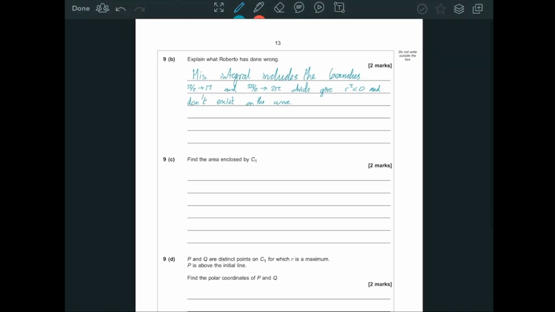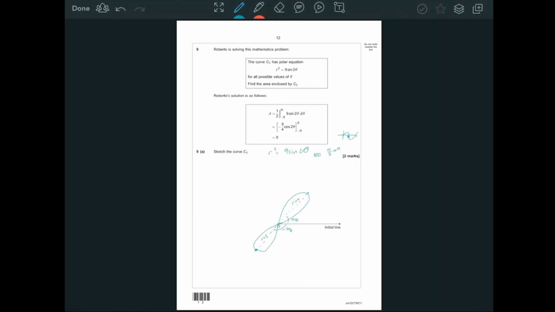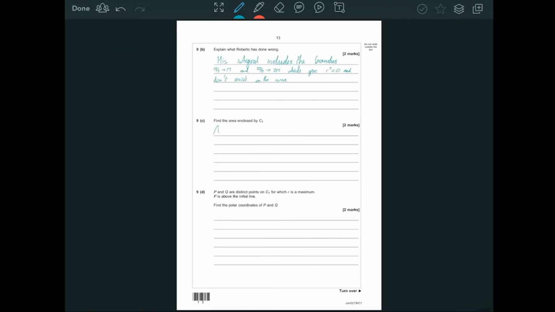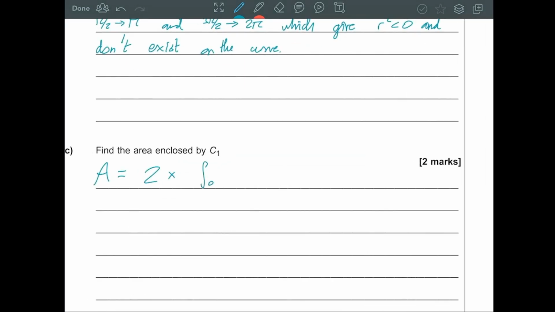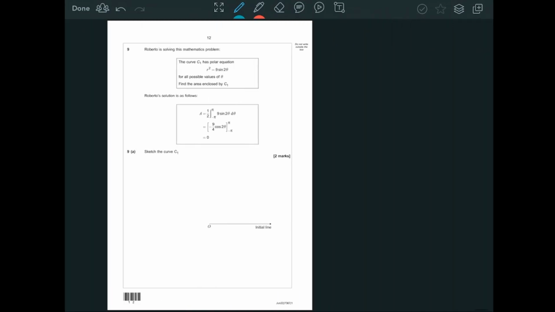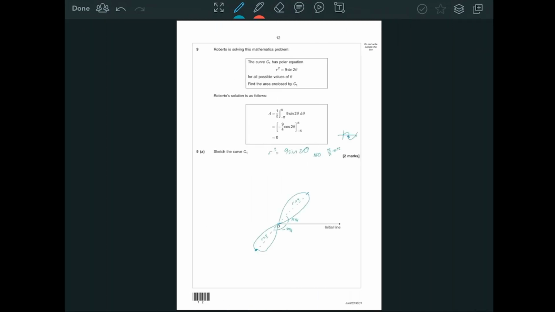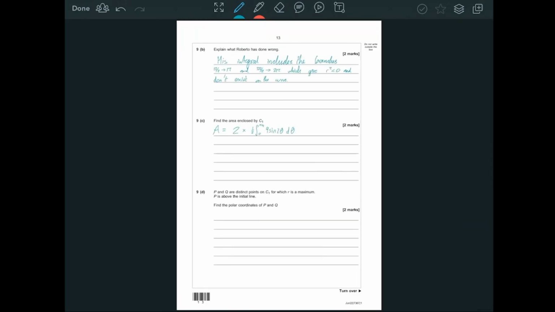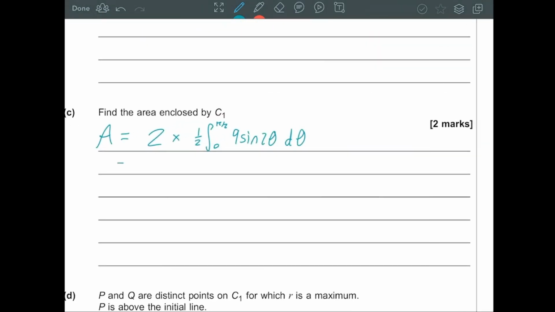So to actually find the area, let's split it into the 2 separate petals. So I'm going to say that the area is 2 lots of the integral between 0 and pi by 2 of a half r squared d theta. So I'm using exactly the same integral as he's doing, but I've chosen to only use a smaller region and therefore cut out the bits that the integral pretends are there but are not.